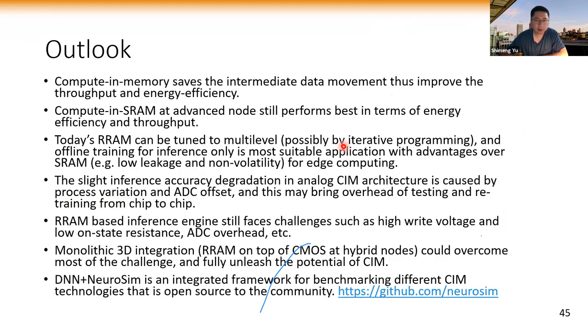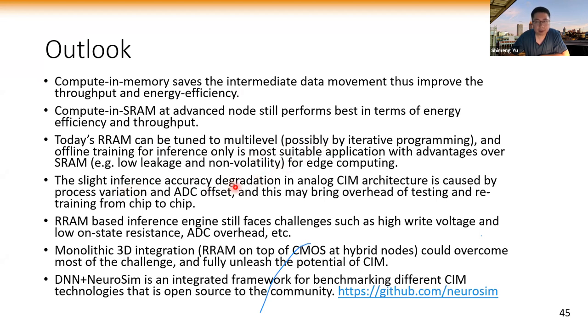All right, this is the final summary. As an outlook to the future, I would say that computing-in-memory is a promising paradigm to save the intermediate data movement between your weight memory and the compute units. Therefore, this can improve the energy efficiency and throughput for machine learning workloads. Computing SRAM is available at the advanced technology node, and this can offer the best energy efficiency and throughput. But if you care about the battery lifetime for edge inference, because most of the edge devices are in standby mode, then we need to switch to non-volatile memory, like RRAM, because it can be powered on and off instantly. And this RRAM can further increase the density if we can do multi-level per cell.